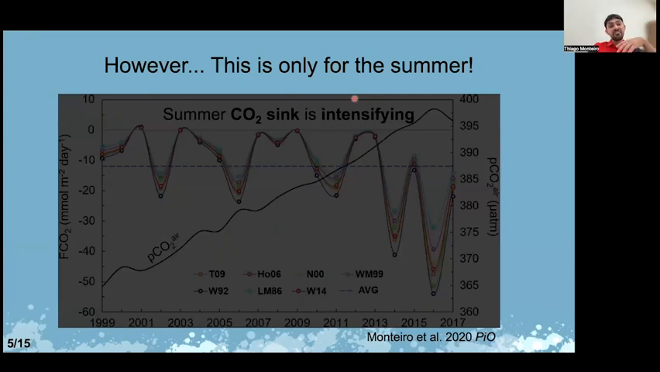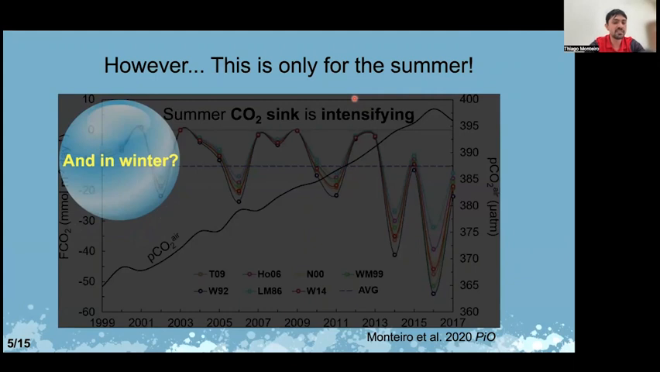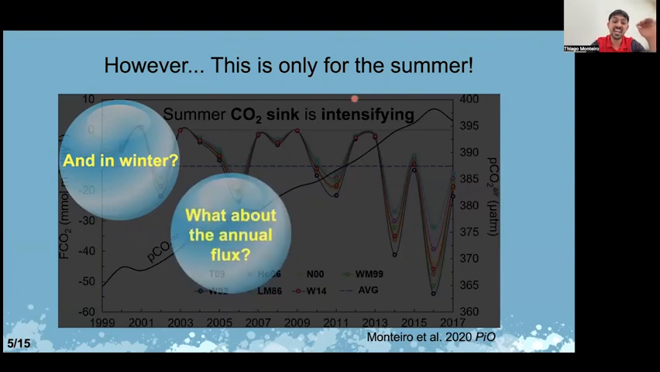So when I finished this study, several questions bubbled up in our heads. For example, what about the winter? What happens in the winter and during the other seasons along the year? And what about the net annual fluxes? We know that during the summer this region is very important as a CO2 sink, but we don't know the net effect of the CO2 fluxes in an average year.